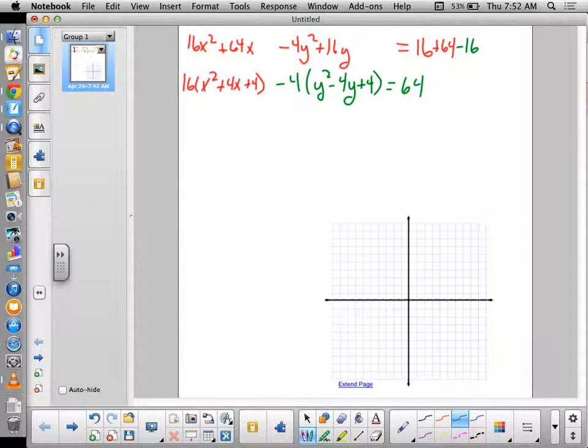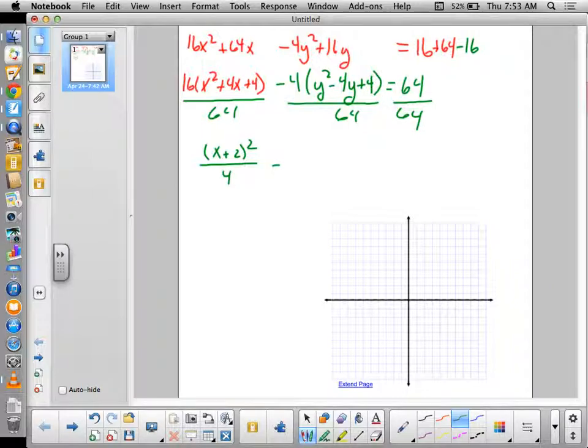Because from this point, most people were okay with the idea of dividing through by whatever you had. 16 over 64, that gives me (x plus 2) squared over 4 minus (y minus 2) squared over 16 equals 1.